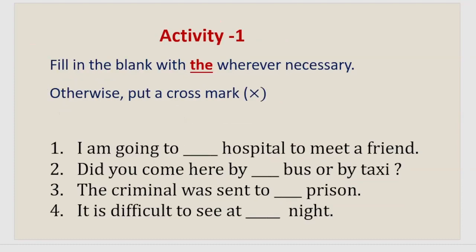Okay, dear students, here is an activity for you. Fill in the blank with the wherever necessary, otherwise put a cross mark. Number 1, I am going to blank hospital to meet a friend. Here, the right answer will be I am going to the hospital to meet a friend, because here I am not a patient. The hospital is meant for treatment of the patients. So, I am not going there to get treatment. That's why we can use the before hospital.